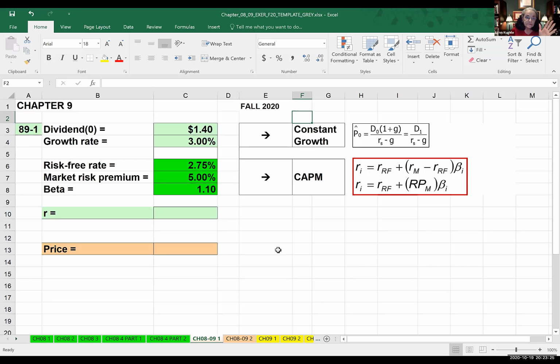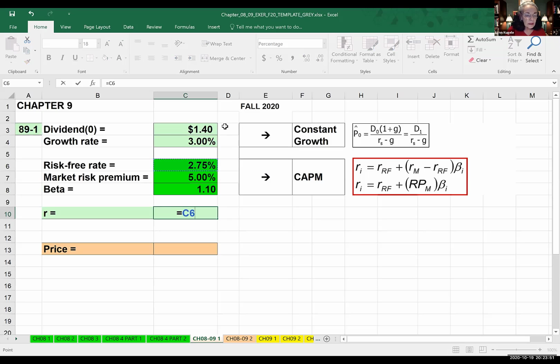In this case, I'm given D0. They just paid a dividend of $1.40. Growth rate is long-term expected permanent growth rate 3%. Risk-free rate's 2.75, market risk premium 5, beta's 1.10. Okay, I need to use constant growth, but I don't have the required return, but I can get it from this. So the first thing I need to do is get the required return.